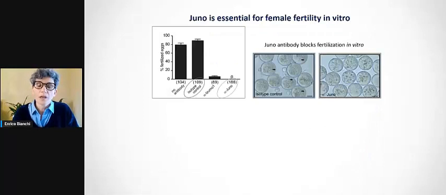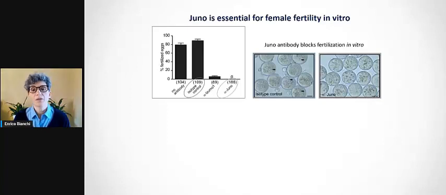So the protein was able to bind to Izumo-1, but then obviously we wanted to check the function of the protein in vivo and in vitro. Therefore, we used, first of all, an in vitro assay. We added an antibody against Juno in our IVF assay. And that assay showed us that the antibody was able to block fertilization in vitro.